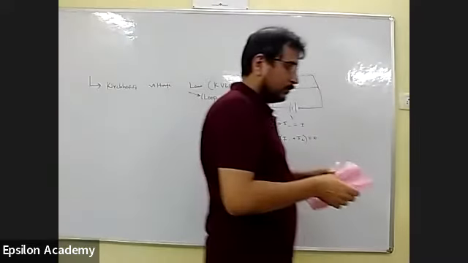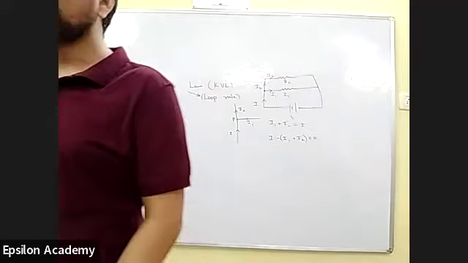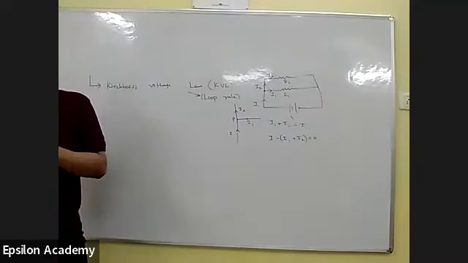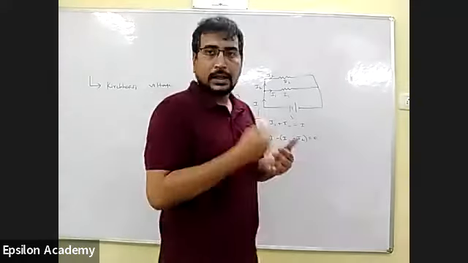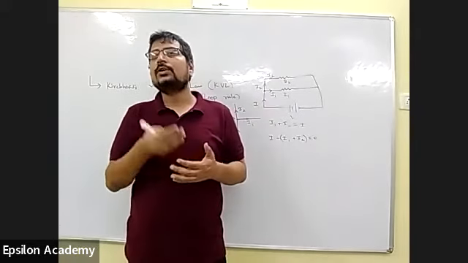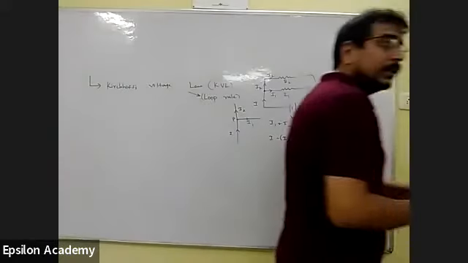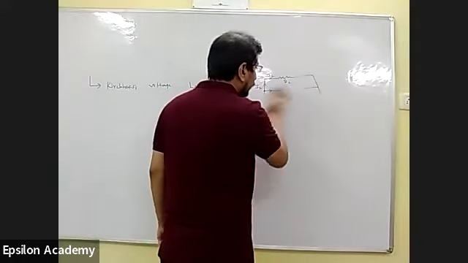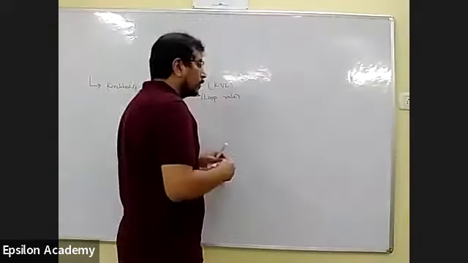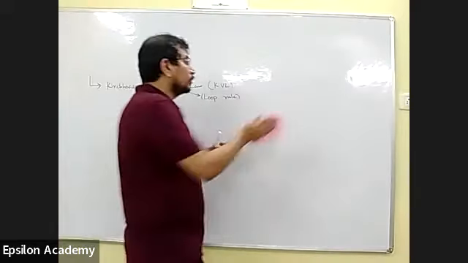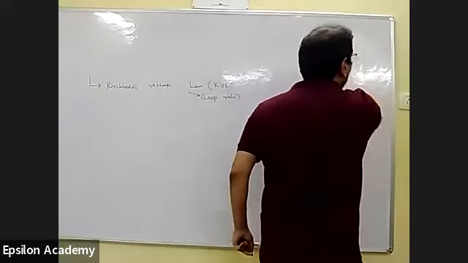The algebraic sum of EMF, I repeat it, listen, the algebraic sum of EMF and the product of current across a resistor and the resistance of the device in a closed loop is always equal to 0. Always equal to 0.